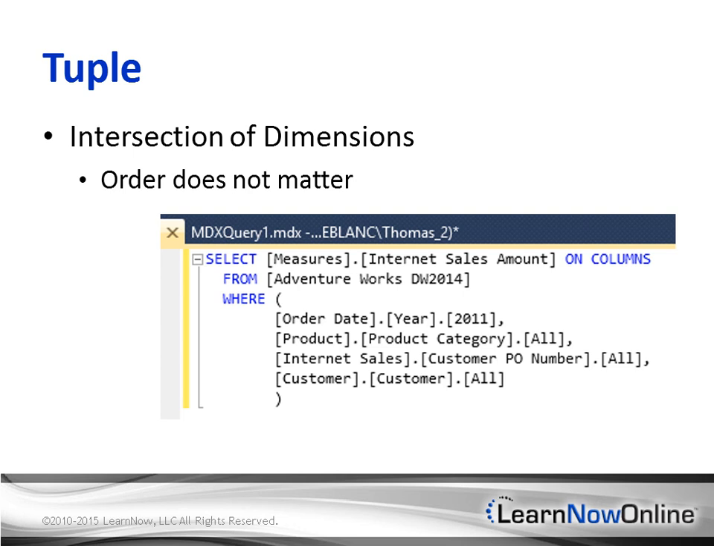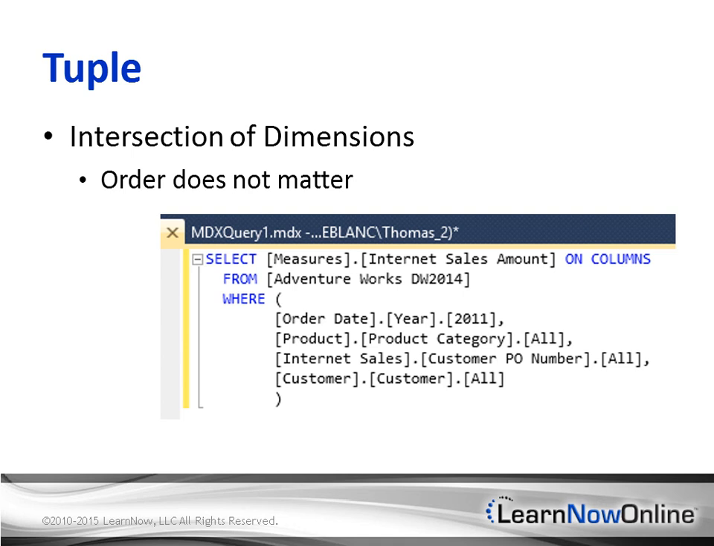Let's talk about tuples, which is the intersection of dimensions. Tuples are the intersection of the n-space in a cube along with at least one measure. As you can see in this example, the where clause contains the tuple. All possible dimensions are listed inside of here. You can see order date year is 2011, but the product category, customer PO number, and customer are at the all level. This intersects all those dimensions while trying to find internet sales.